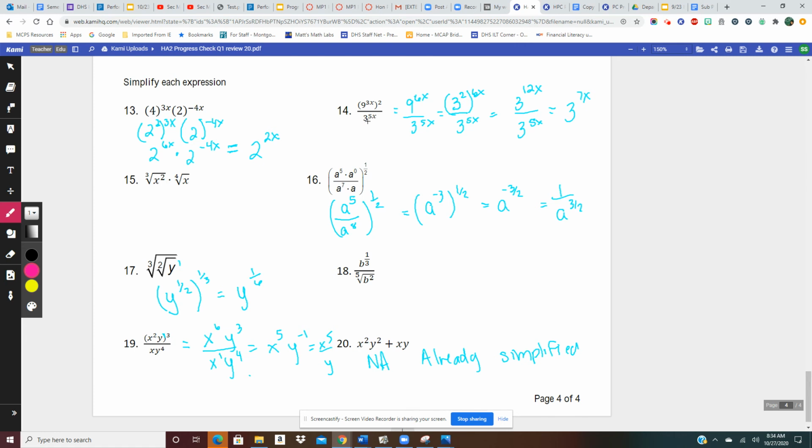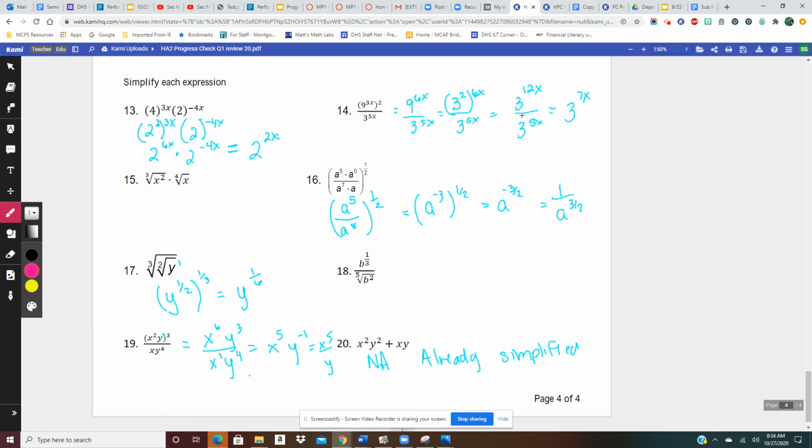You have 9 and a 3 as your bases. You cannot combine them unless they're the same, but you can make them the same by making the 9 into a 3. Notice the 9 is going to be changed into a 3 to the second power. This 6x is still there. Now I'm going to simplify this expression by taking the power to a power rule, which is multiply, and I get 12x. And this one's already 3 to something, so we can leave that one alone for all these steps.